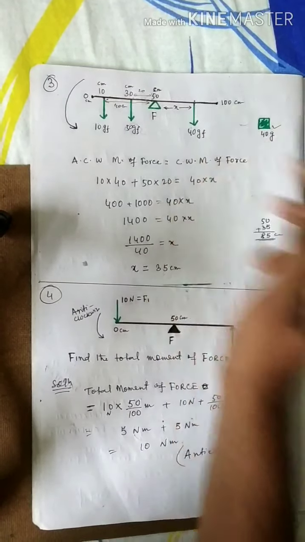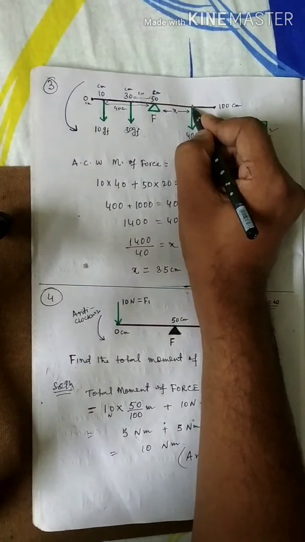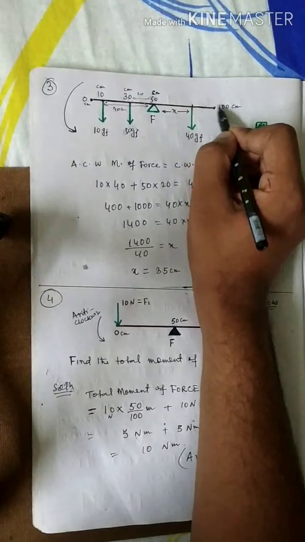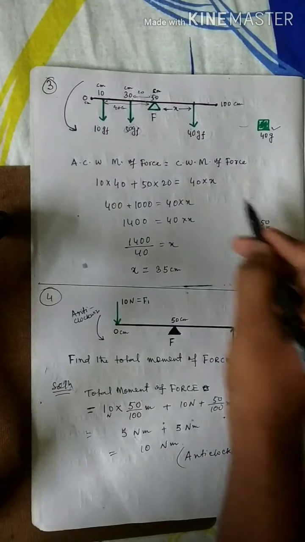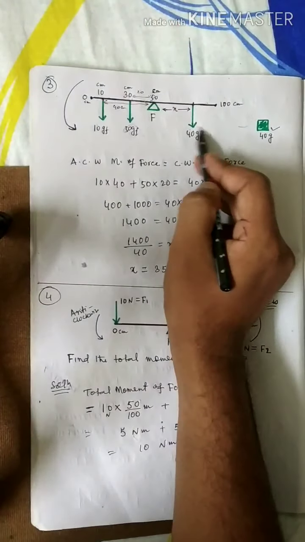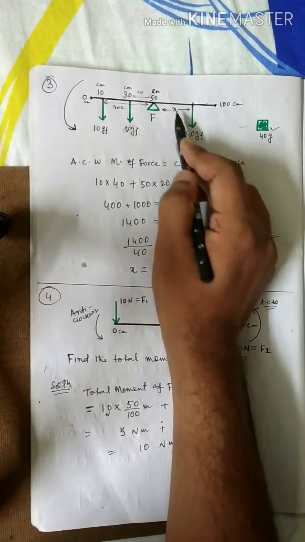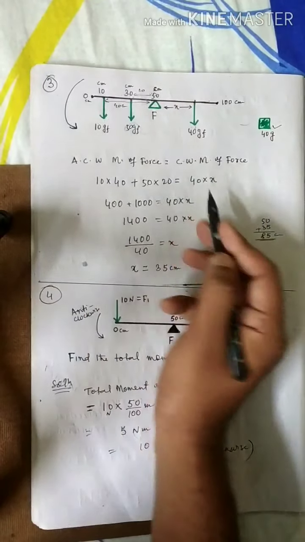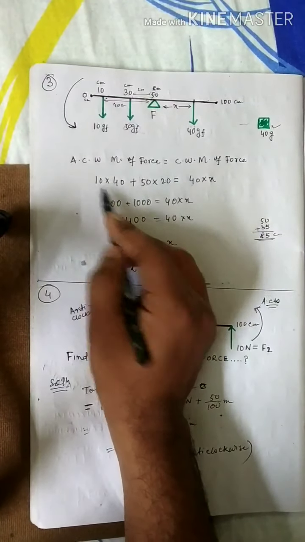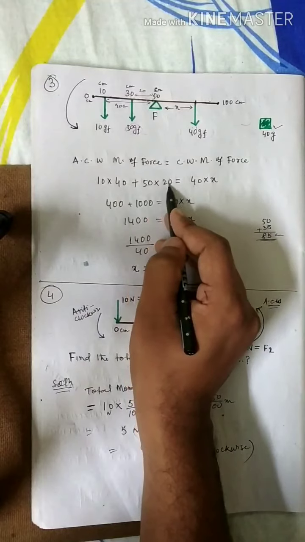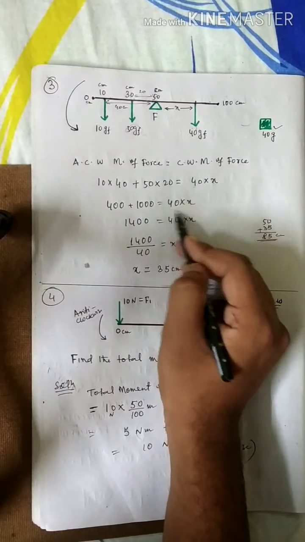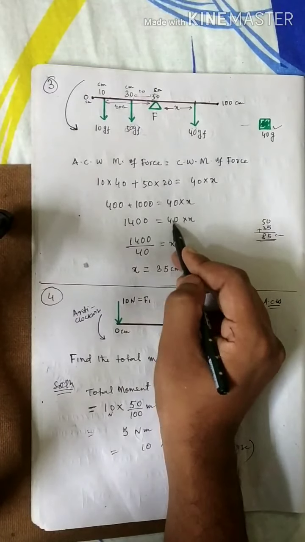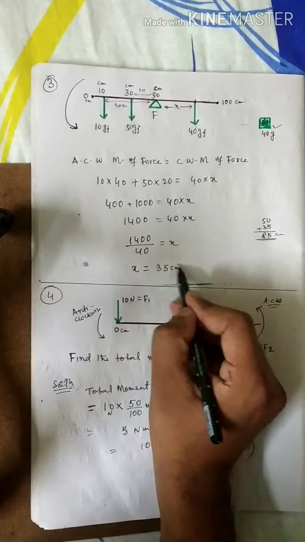Let us see, 50, 60, 70, 80, 90 and 100, at what point we will get it. Now this 40 and this distance, force into perpendicular distance, 40 into x. Now we know, calculate this one: 40 into 10, 400, 50 into 20, 1000. This one 40 into x, so 400 plus 1000, 1400. This 40 will go down. After calculating, we get 35 centimeter.